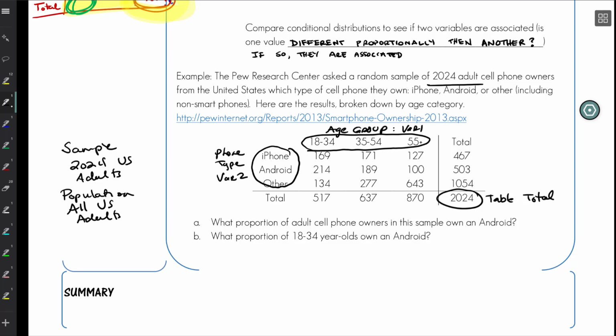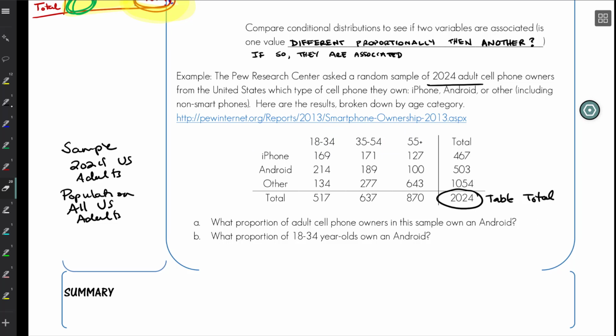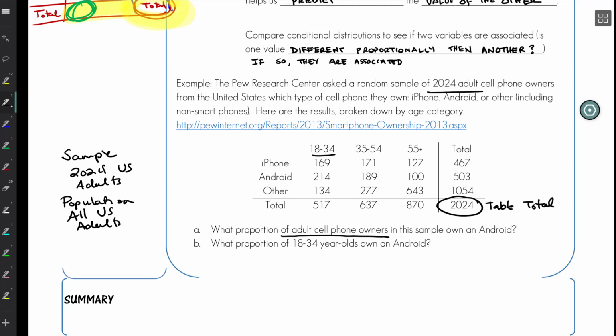Okay? Now, let's go ahead and clean up here a little bit so we can actually answer this question. A, what proportion of adult cell phone owners in this sample have an Android? So we look at this language here of adult cell phone owners. It's telling me what my condition is. And usually that's going to tell me if it's a conditional distribution or if it's a marginal distribution. Well, who are the adult cell phone owners? That's actually comprised of the 18 to 34, the 35 to 54, and the 55 and up. All three of these different ones. So it's telling us we don't care about that first variable. It's telling us we don't care about what the age group is.